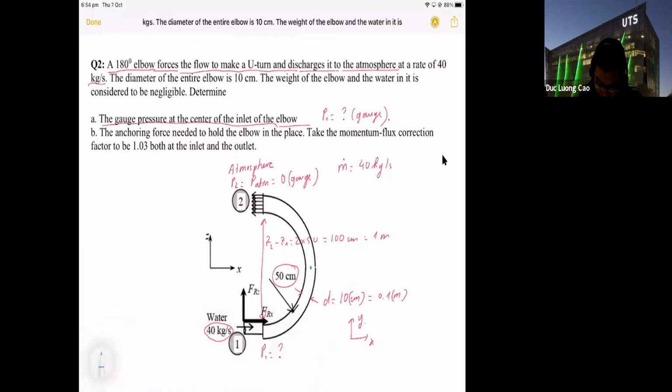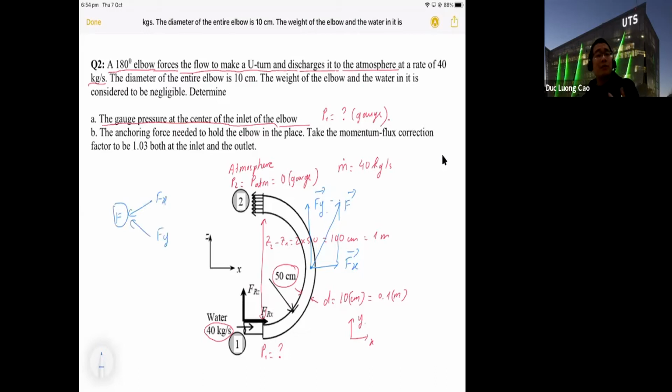I assume this force is Fx here, Fy here. Okay. I assume Fx and Fy like this. When we have Fx and Fy like this, this one is the force applied to the elbow to keep it in this place. Okay, it means if you want to find F, you have to find Fx and Fy.